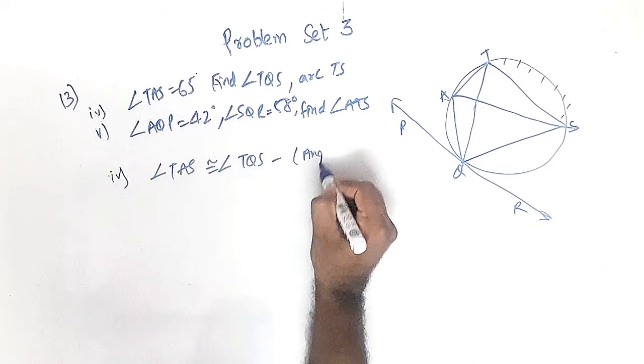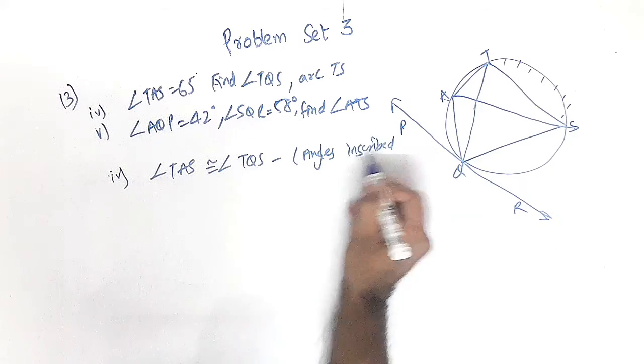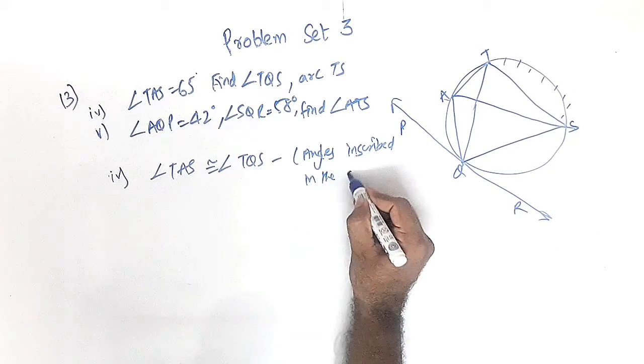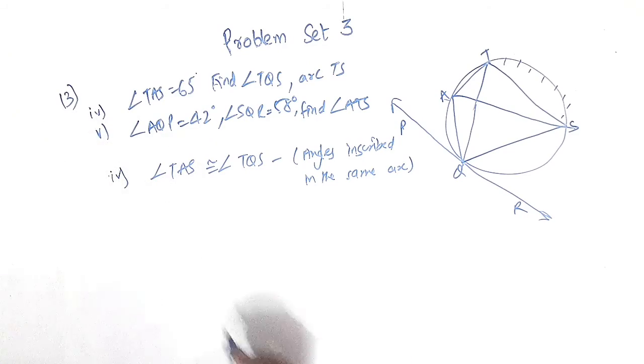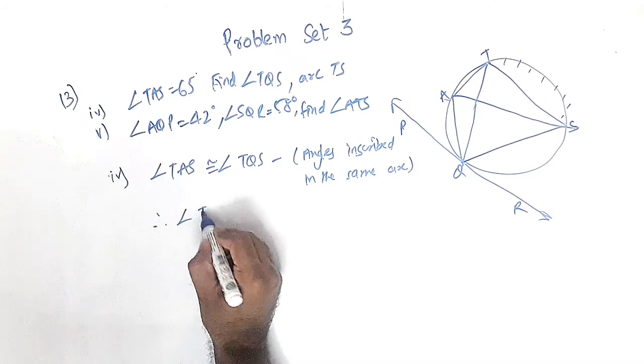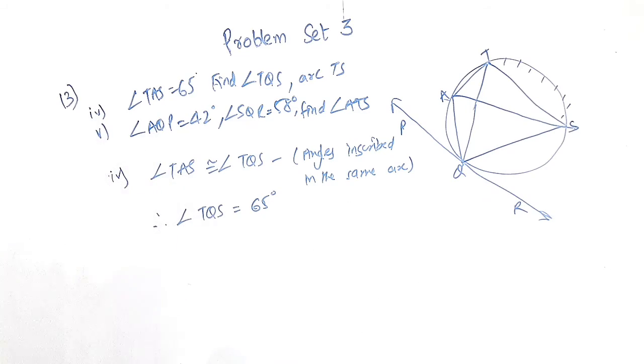They are angles inscribed in the same arc. Okay, therefore angle TQS equals 65 degrees. Okay, TAS is 65 degrees, TQS is also 65 degrees. Correct? And we have to find measure arc TS.